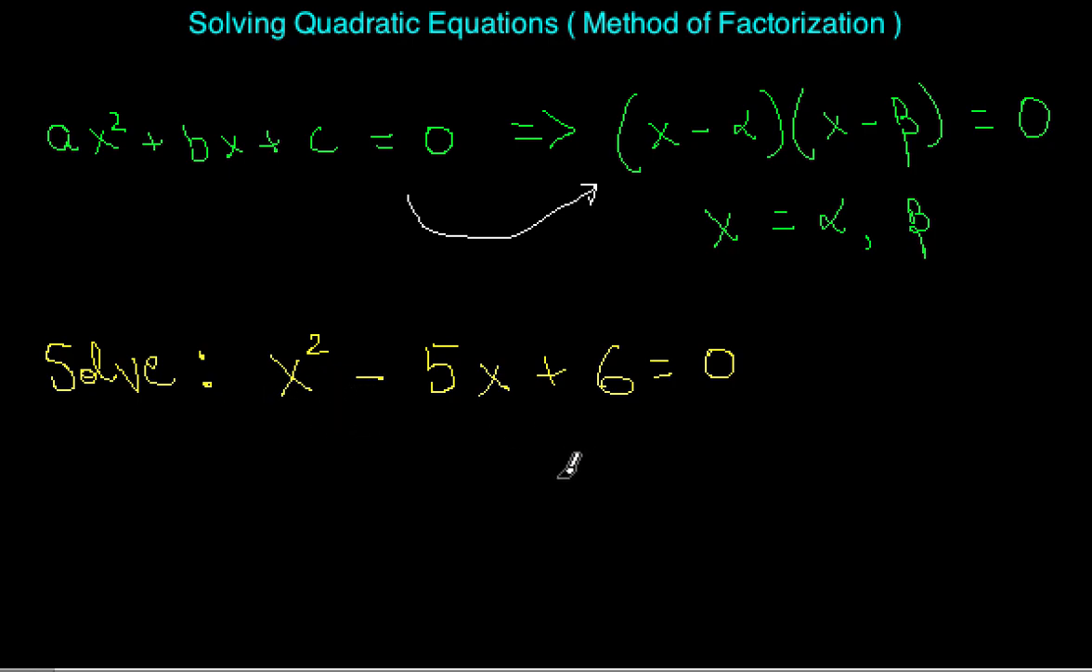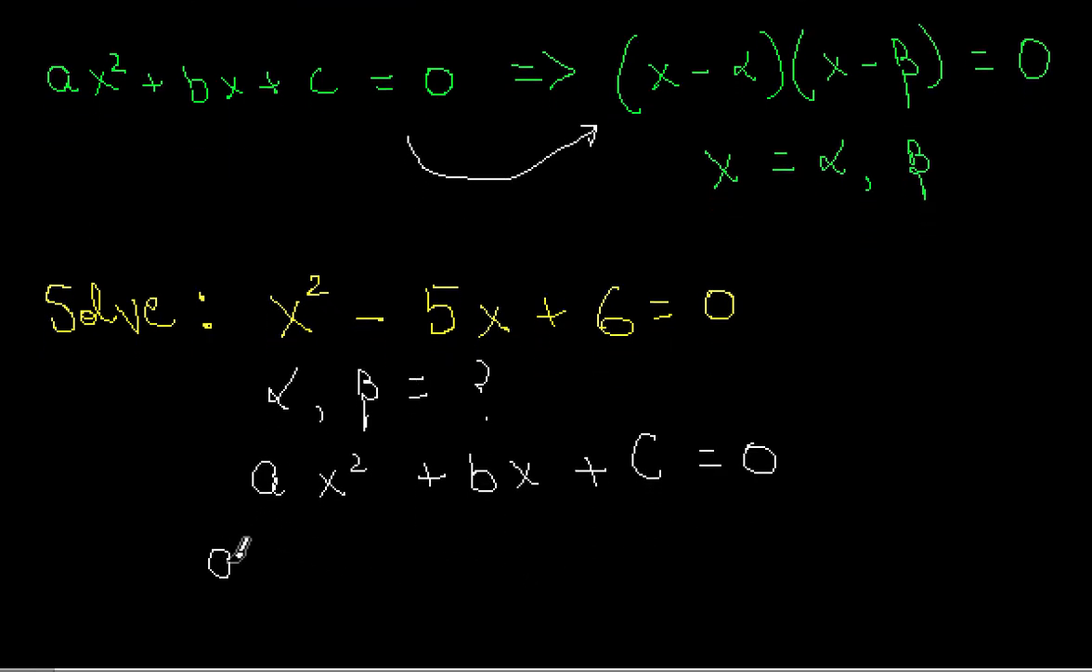So let's take an example. We have x square minus 5x plus 6 equal to 0. This is a quadratic equation which we have to solve. Basically we have to find alpha and beta. Now let us compare this with the general form of the equation, which is ax square plus bx plus c equal to 0. So here we have a equal to 1 because it's x squared, then b equal to minus 5 and c equal to 6 if we compare both these equations.